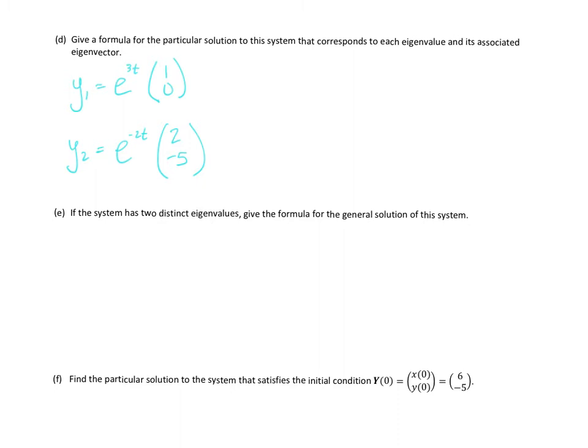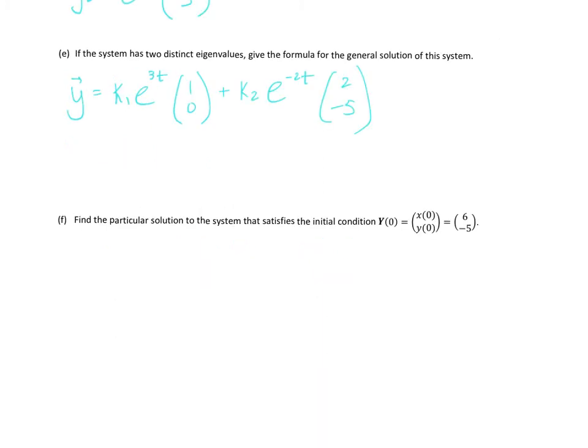The system had two distinct eigenvalues, 3 and negative 2, which means we can write the general solution by taking a linear combination of our two particular solutions. So y general would be k1 e to the 3t times 1, 0 plus k2 e to the negative 2t times 2, negative 5.